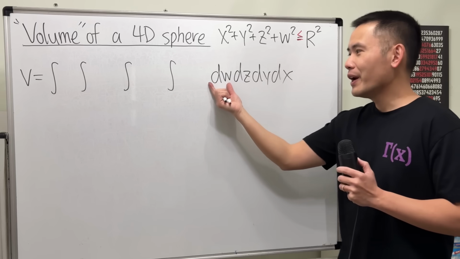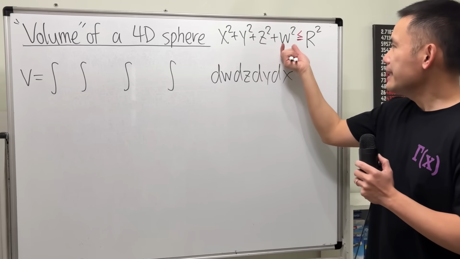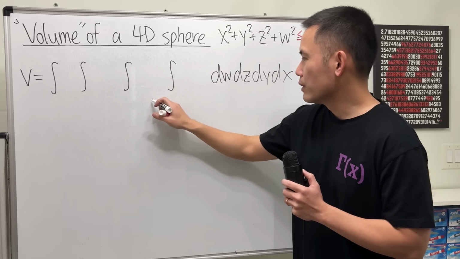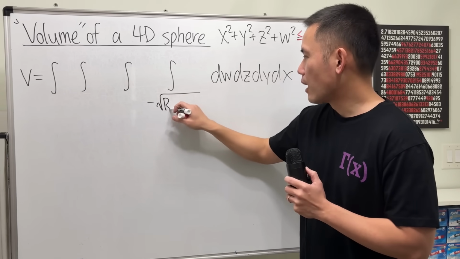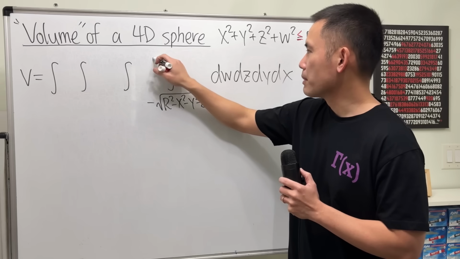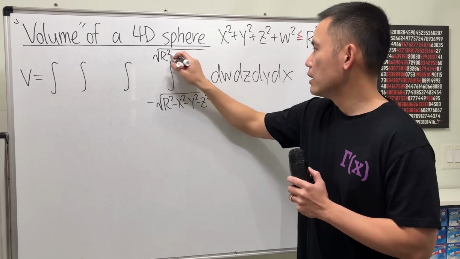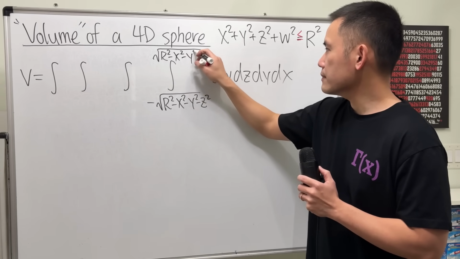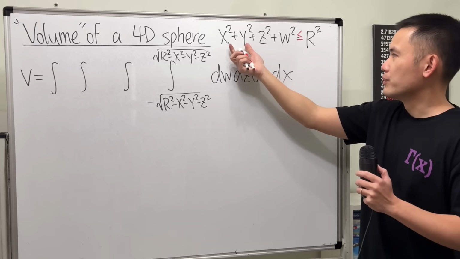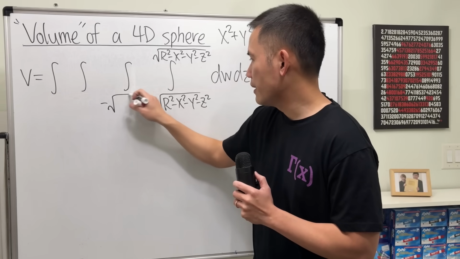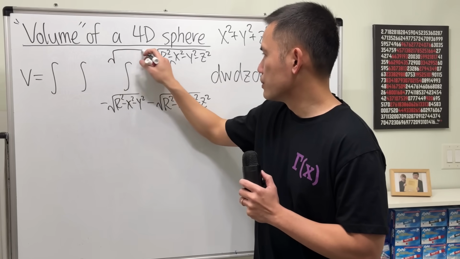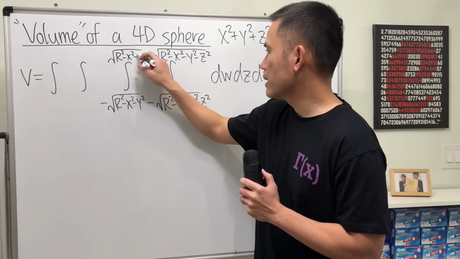So now, we are in the w world first. Isolate the w, move these three terms to the other side, and then take the plus or minus square root. So the lower bound is negative square root of R squared minus x squared minus y squared minus z squared, and the top is just the positive square root of the same thing inside. And then once we are in the z world, just ignore the w, move these two things to the other side and do pretty much the same thing: R squared minus x squared minus y squared, positive square root of R squared minus x squared minus y squared.